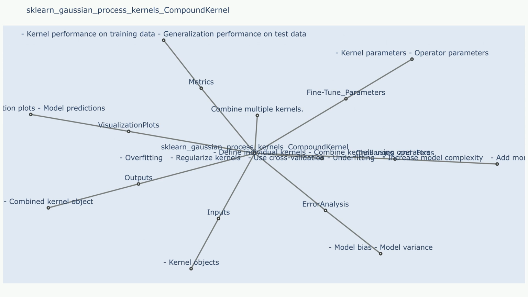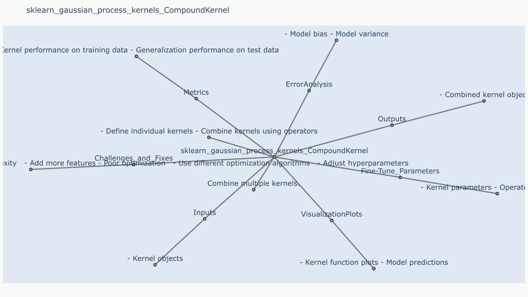Fixes to challenge 1. Use cross-validation. Divide the data into multiple folds and train the model on different combinations of these folds. This helps to prevent overfitting by evaluating the model's performance on unseen data. Regularization. Apply regularization techniques, such as L1 or L2 regularization, to penalize large model parameters, which helps to prevent overfitting. Simplify the kernel. Reduce the complexity of the compound kernel by using fewer kernel components or simpler kernel types.